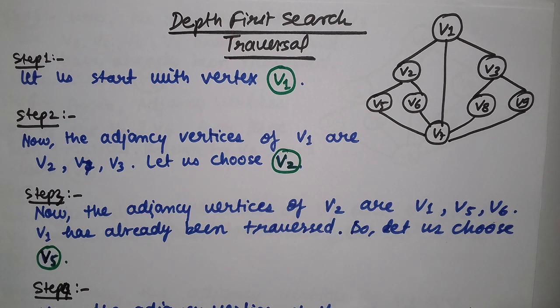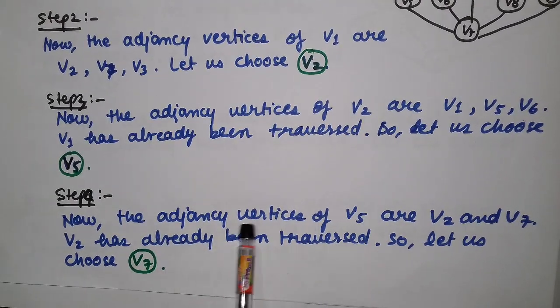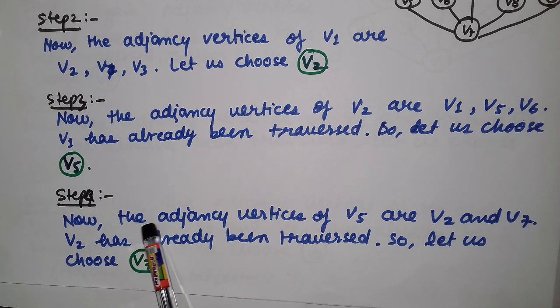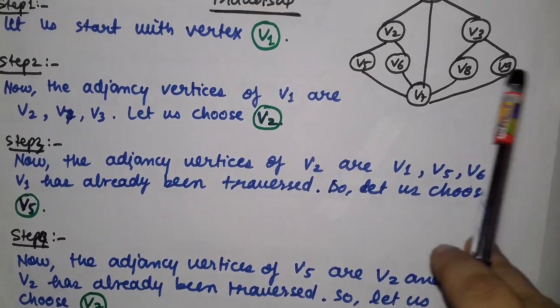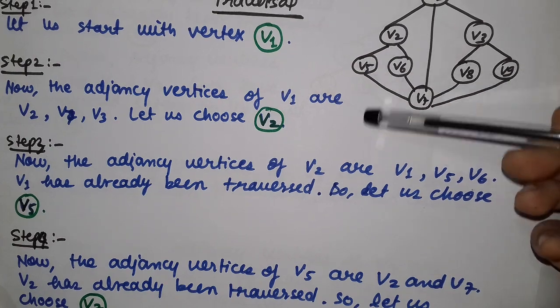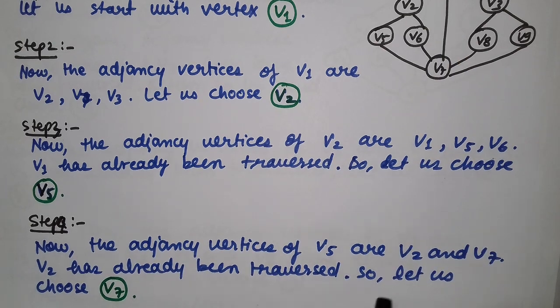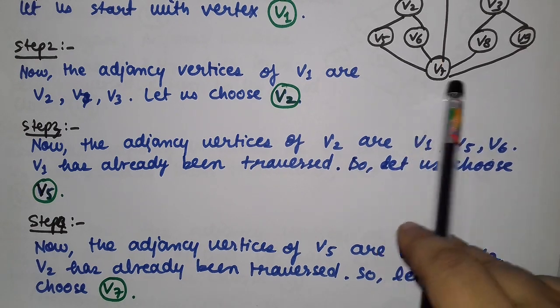So now we are proceeding towards the next one. Now the adjacency vertices of V5, as we have just selected V5 in the last step. V5 is connected to V2 and V7. Only two vertices are the adjacency vertices of this one. So the adjacency vertices of V5 are V2 and V7. But we have already traversed V2. So let us choose V7. Only V7 is the remaining option after V2, so we have to select this one.